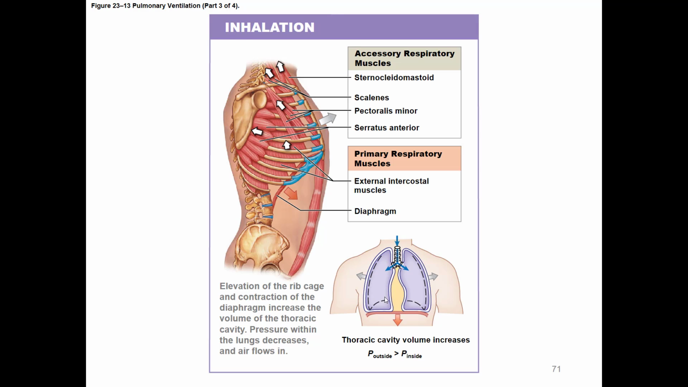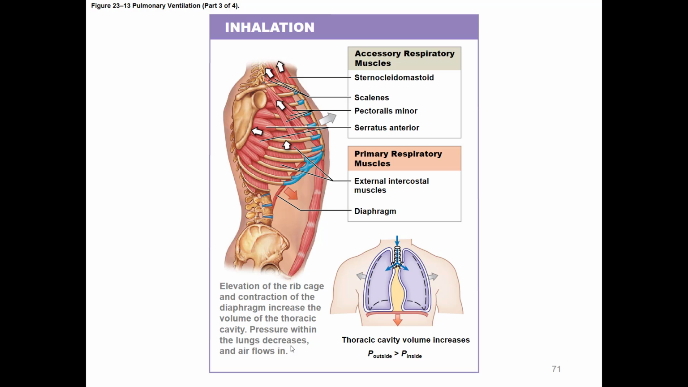When the volume goes up, remember what happens to pressure. Pressure goes down. So now pressure is less inside the chest than it was before. Atmospheric pressure, on the other hand, never changed. It's still the same. But the chest pressure went down. So now the pressure outside, or atmospheric pressure, is greater than the pressure inside the chest. Because pressure outside is greater than inside, this will push air into the lungs. We inhale.